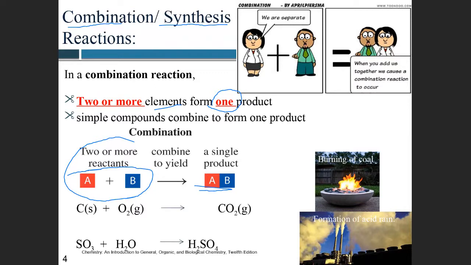For example, solid carbon, where solid is the physical state, plus oxygen gas, and oxygen must be written as O2 because it is a diatomic molecule. This combination or synthesis reaction between both of them will give one product, which is carbon dioxide gas. Another example, SO3 plus H2O gives H2SO4. As you can see, two reactants reacted together to give one new product.